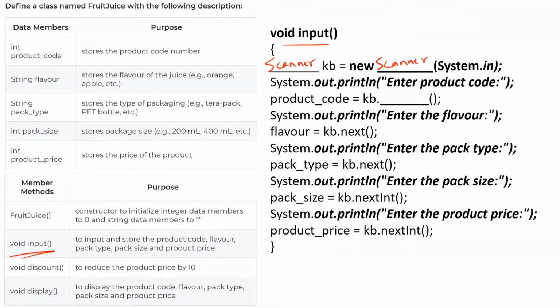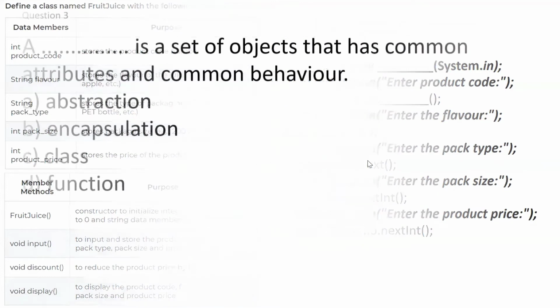And we can see that this particular blank is empty and this we need to fill actually. So we have to first of all identify what is the data type of the variable product code. Here we can see the data type is int. So here we will write KB dot nextInt. I should be capital. So this is a particular method present in our scanner class. So here we are done with this particular question. Moving with the next question.